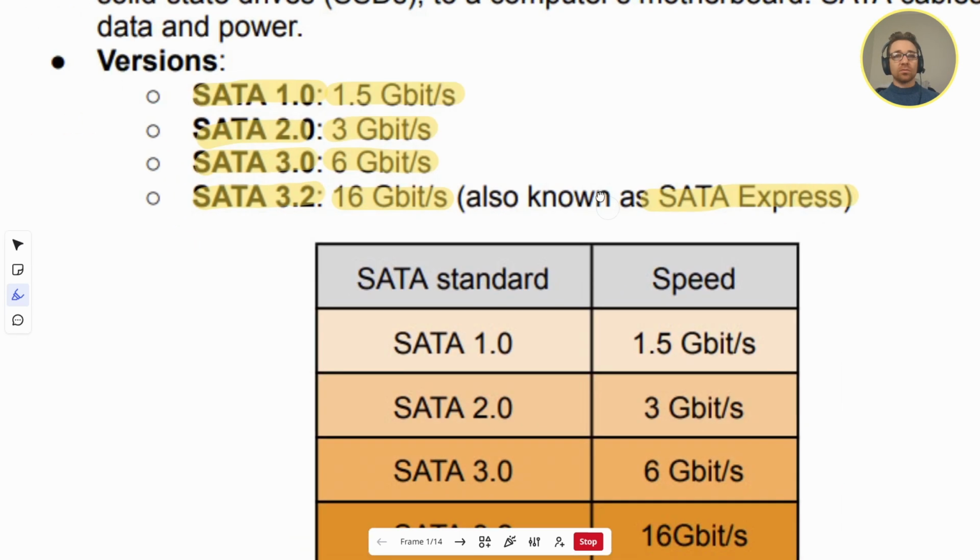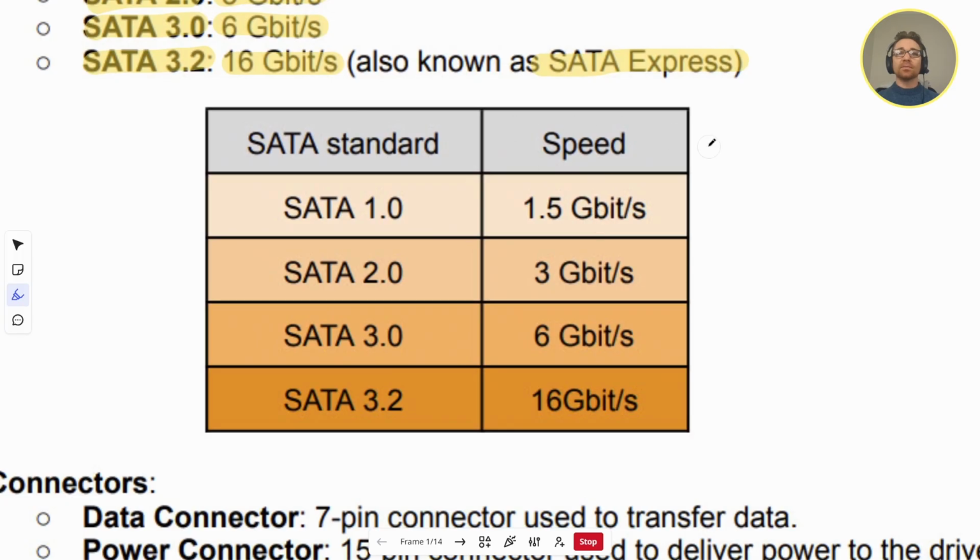Now, I want you guys to take a look at this. Take a look at these three. Tell me if you notice any kind of mental trick that might help you memorize the speeds of SATA 1, 2, and 3. You might notice SATA 1 is 1.5. Then it doubles to 3, and then it doubles again to 6.